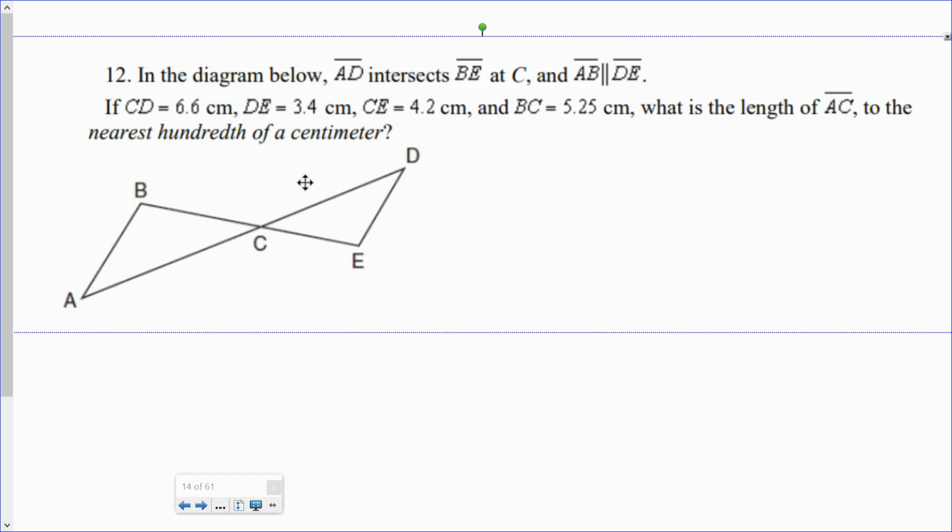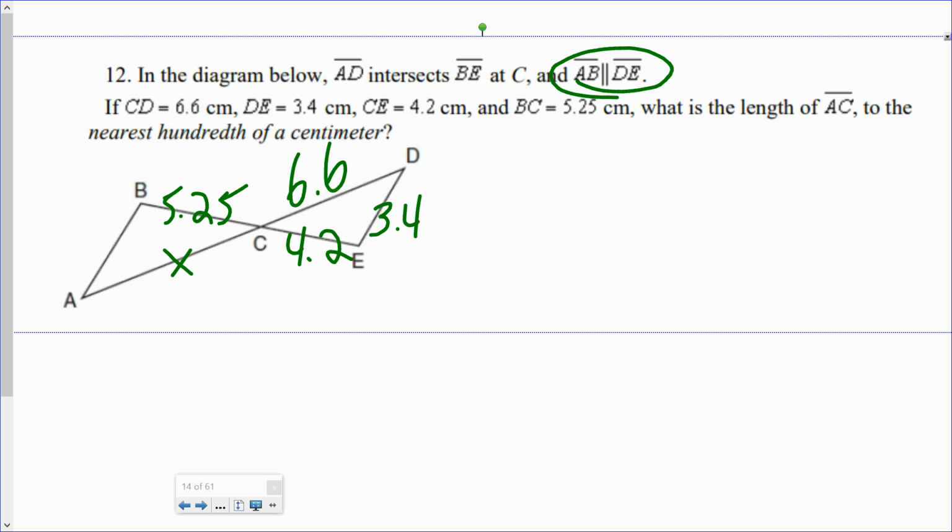CD is 6.6. DE is 3.4. CE is 4.2. BC is 5.25. AC, always put an X on what you're trying to find. Now, it doesn't say that these triangles are similar, but they are. They're giving you enough information to determine they're similar. When they say that these are parallel, it makes your alternate interior angles congruent. I don't want to confuse you with any of that right now, but it's safe to say when you see these twisted, rotated triangles that they're similar.